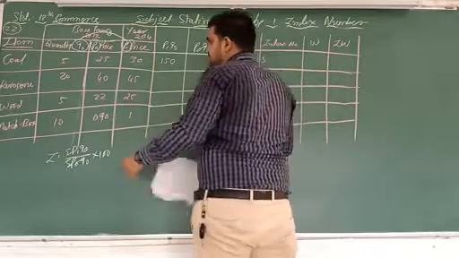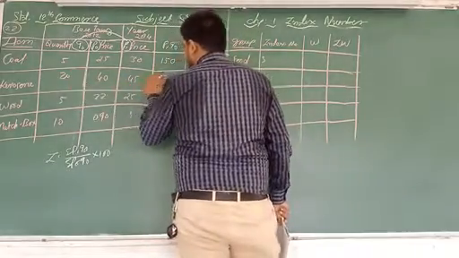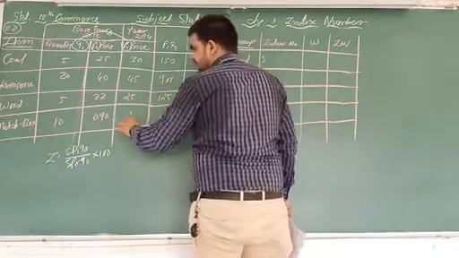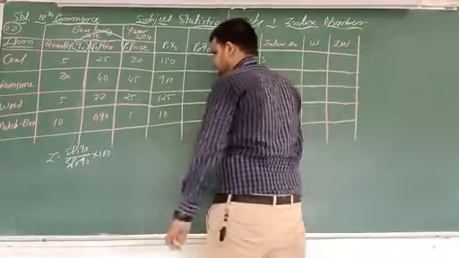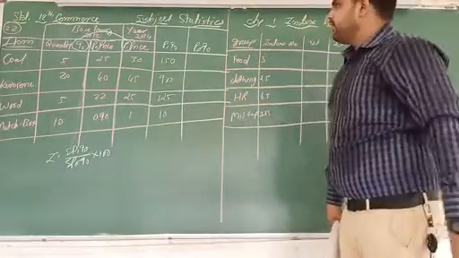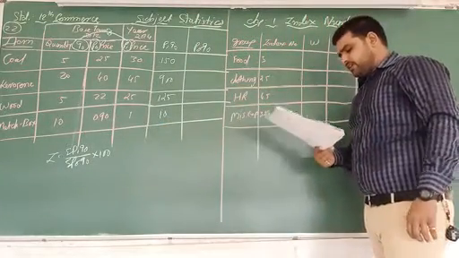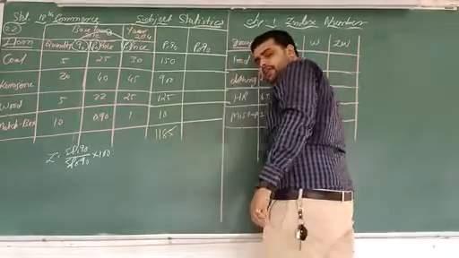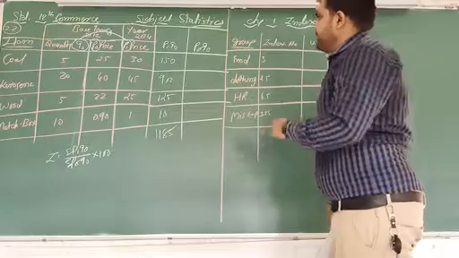Same as we have to: 45 into 20 is 900, 25 into 5 is 125, 1 into 10, that is 10. This way we find out P1 Q0, and the total is 1185. Same as P0 Q0.